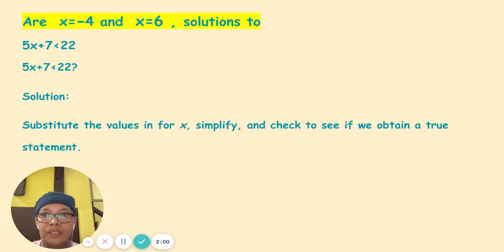Okay. So for example, is x equal to negative 4 and x equal to positive 6 solutions to 5x plus 7 less than 22? Okay, so our statement here is 5x plus 7 less than 22. So are negative 4 and positive 6 solutions to this expression? Okay, so what are you going to do? Ano pong gagawin nyo? You substitute.